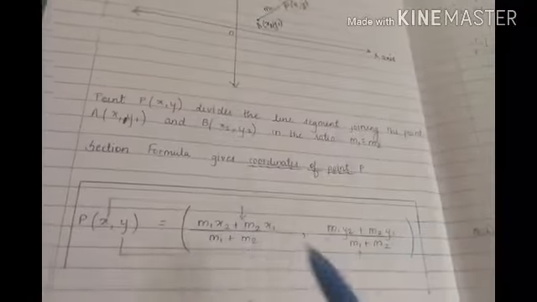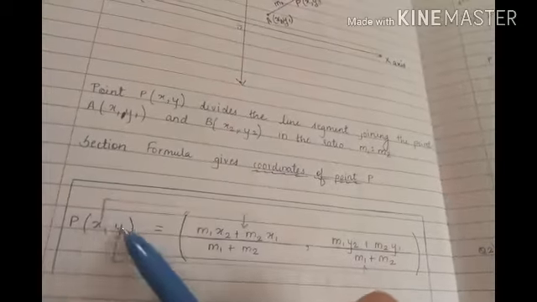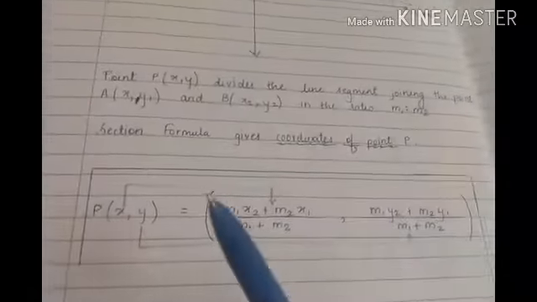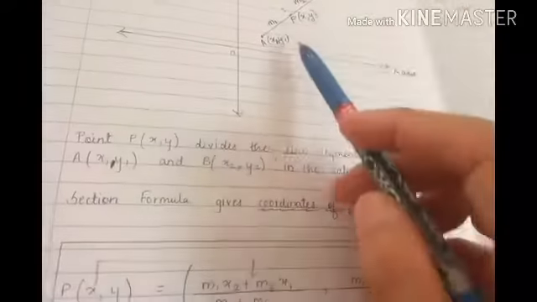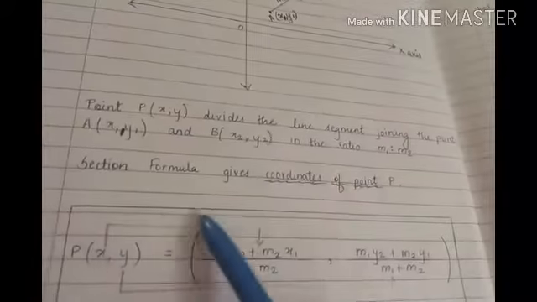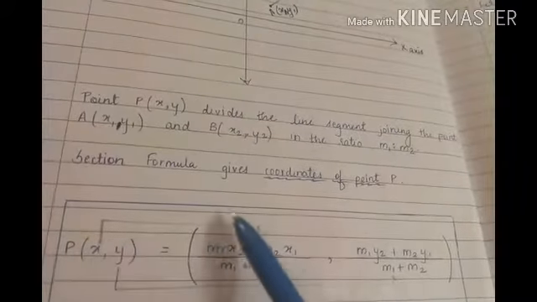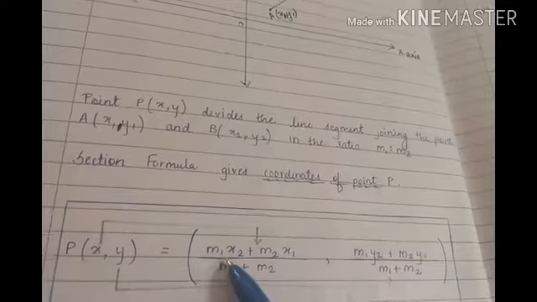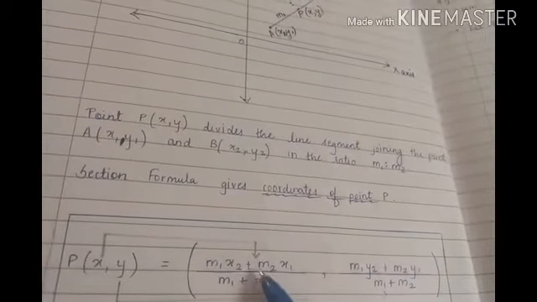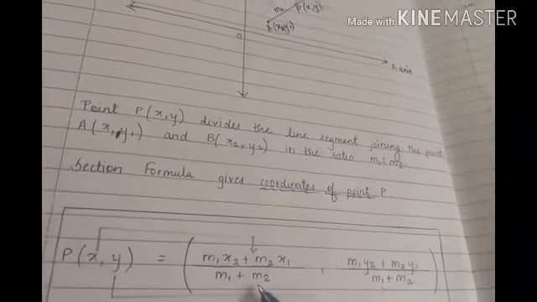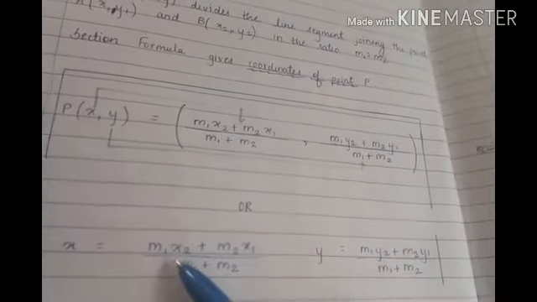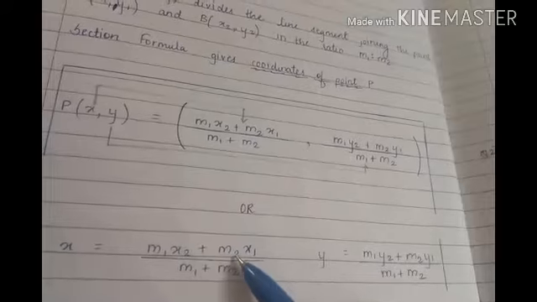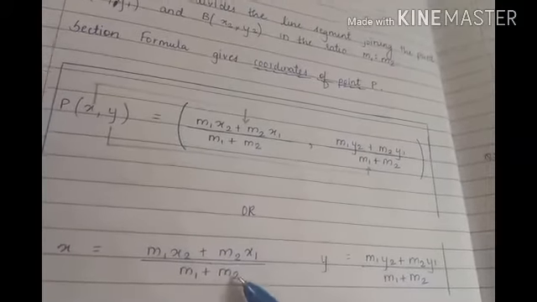Okay, so what is section formula? It gives us the coordinates of P, means what is the value of x and what is the value of y is given by the section formula. So how to find the x coordinate of this point? X coordinate of this point, so I have drawn an arrow from here to here, is found by the formula m1 x2 plus m2 x1 upon m1 plus m2. Okay, so the x coordinate is found by using which formula? m1 x2 plus m2 x1 upon m1 plus m2.